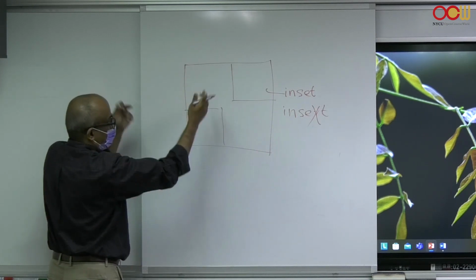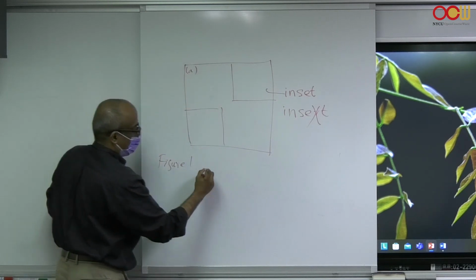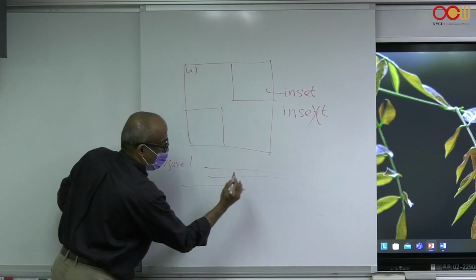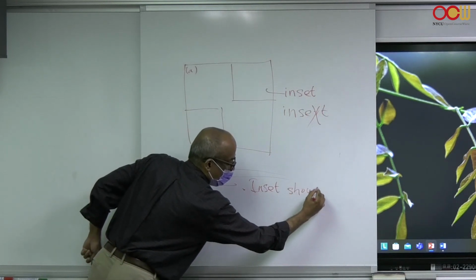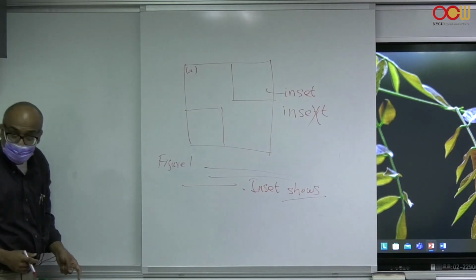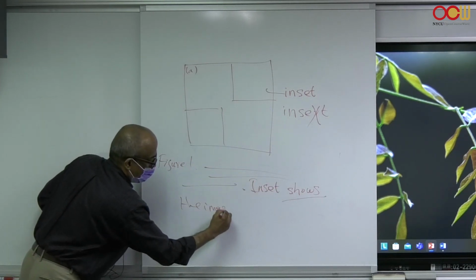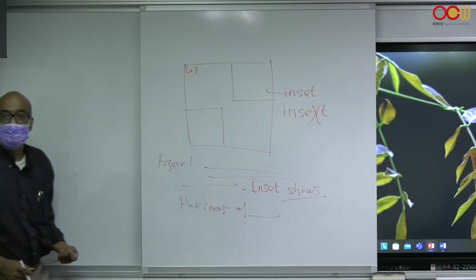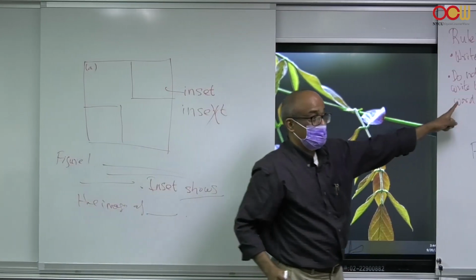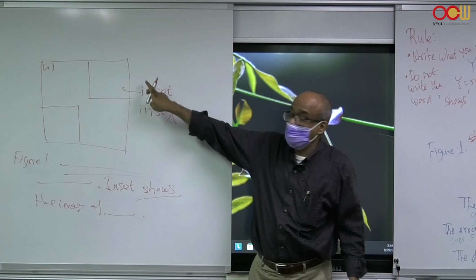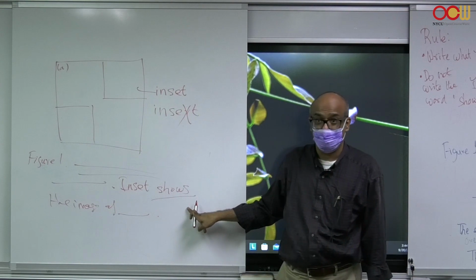So this is a figure. Let's say a figure, okay? Let's say A or something. So this is figure 1 or something. Inset shows. Now the word comes in, if there is an inset. Inset shows the image of something. Okay? So normally in this caption, the word shows cannot come unless there is an inset. This is the exception. If you have an inset, then you can write inset shows.